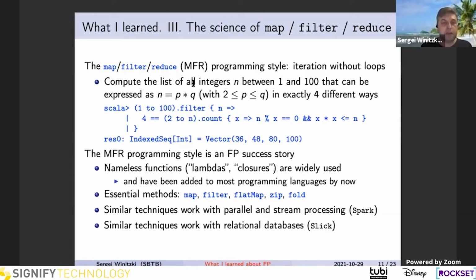The map, filter, reduce programming style is a success story of functional programming. And it forces you to use nameless functions like these. It forces you to find out what the essential methods are, and they are map, filter, flat map, zip, and fold.